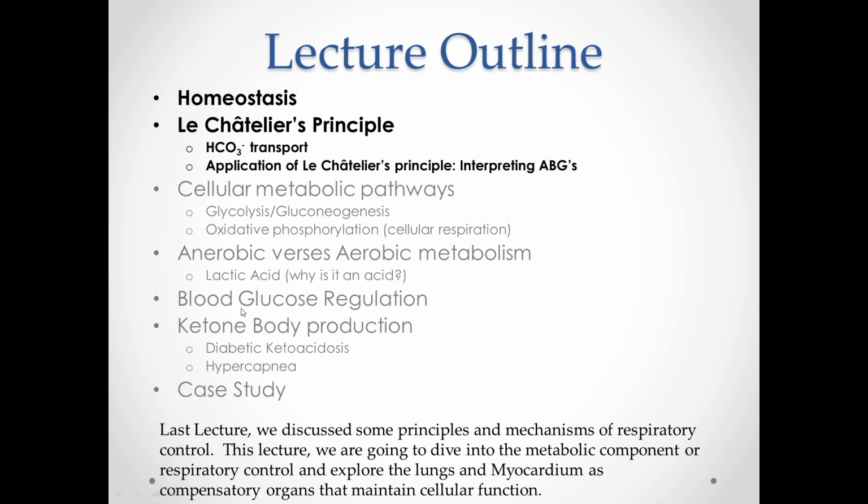And then following our discussion of blood glucose regulation, we're going to discuss ketone body production, where ketone bodies come from. We're going to discuss a disease pathology called diabetic ketoacidosis, as well as hypercapnia. We're going to discuss hypercapnia in relationship to ketone body production, as well as its potential regulation of metabolic pathways in our body. Then we're going to finish with a case study. And hopefully this case study will tie in some of our discussion of the metabolic pathways.